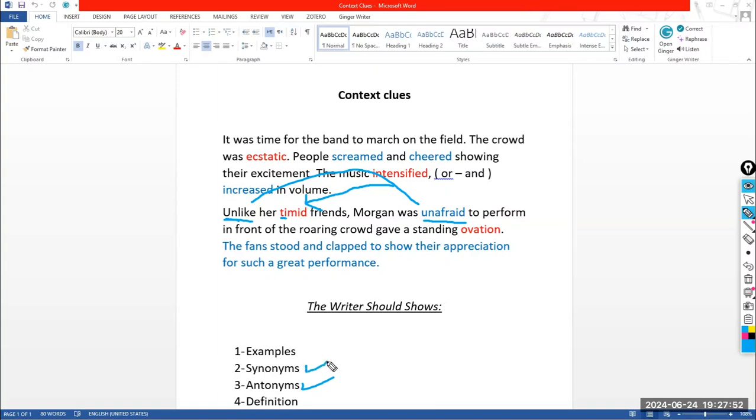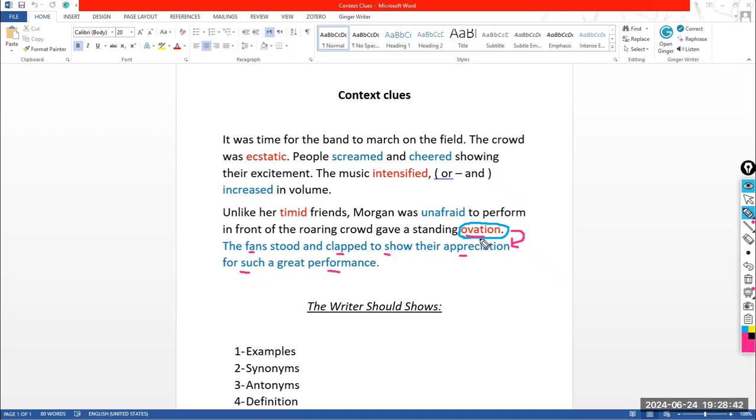Maybe, Malak, the writer is not going to use synonyms. Maybe the writer is not going to use antonyms. Let me continue reading. So, unlike her timid friends, Morgan was unafraid to perform in front of the roaring crowd, who gave a standing ovation. Holy God, I don't know the meaning of ovation. Absolutely, you have to continue reading. The fans, people, stood and clapped to show their appreciation for such a great performance. So notice how the writer defined the unknown word. Definition. In the next sentence, the writer is going to tell you the meaning of ovation.